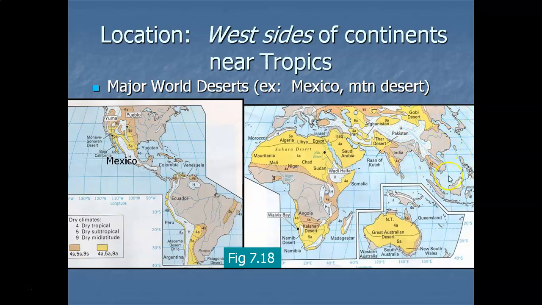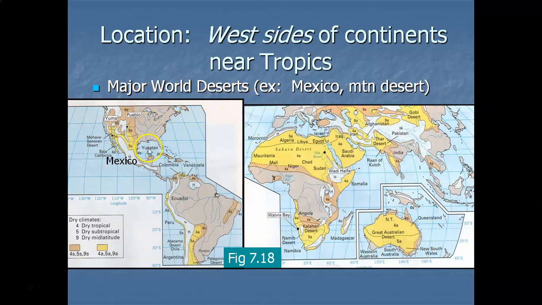In the southern hemisphere, Australia is definitely a dry climate. Even though it's dominated by dry or desert climates, we're going to find quite a rainy climate on the east side. So definitely major deserts of the world.